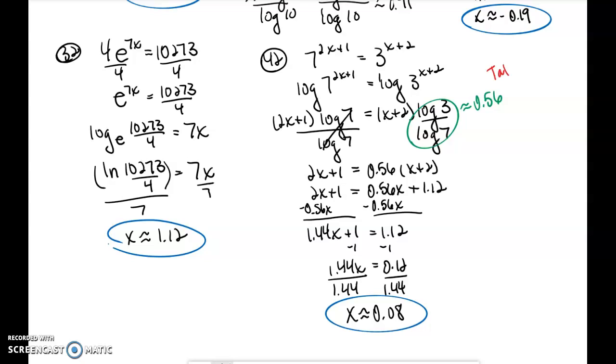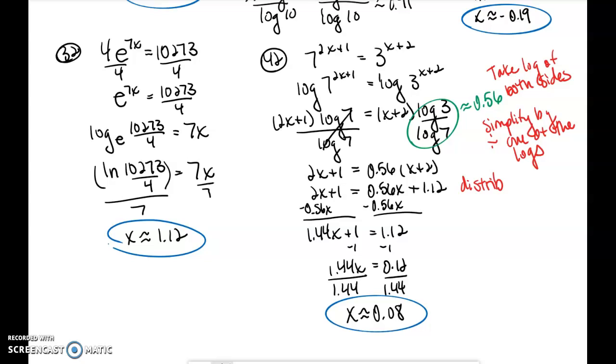So we have to take the log of both sides. And then here was just a simplify by dividing one of the logs. And we could have gone the other way if we wanted to. We could have divided both sides by the log of 3 instead. And then at this stage, this is old news. This is first semester stuff.